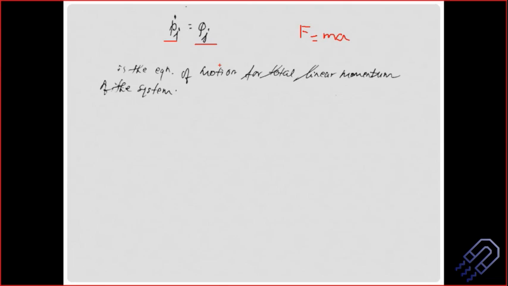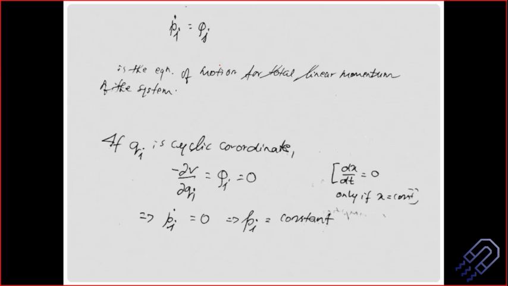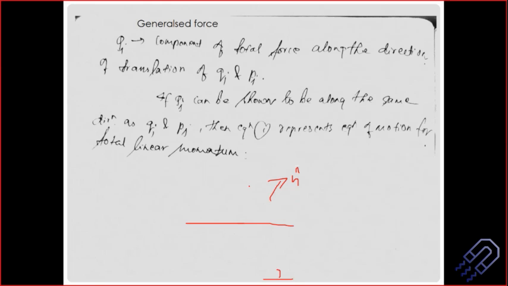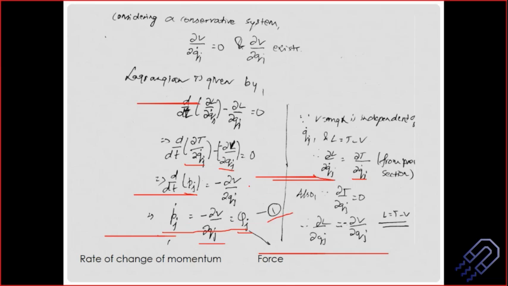So we'll take that equation, and based on this we can say that if this Qj is cyclic, then capital Qj is equal to minus del V del Qj is 0. Again, I think I should go back to the previous slide. Where did we get this? Here we got it here. Qj is minus del V del Qj, right?